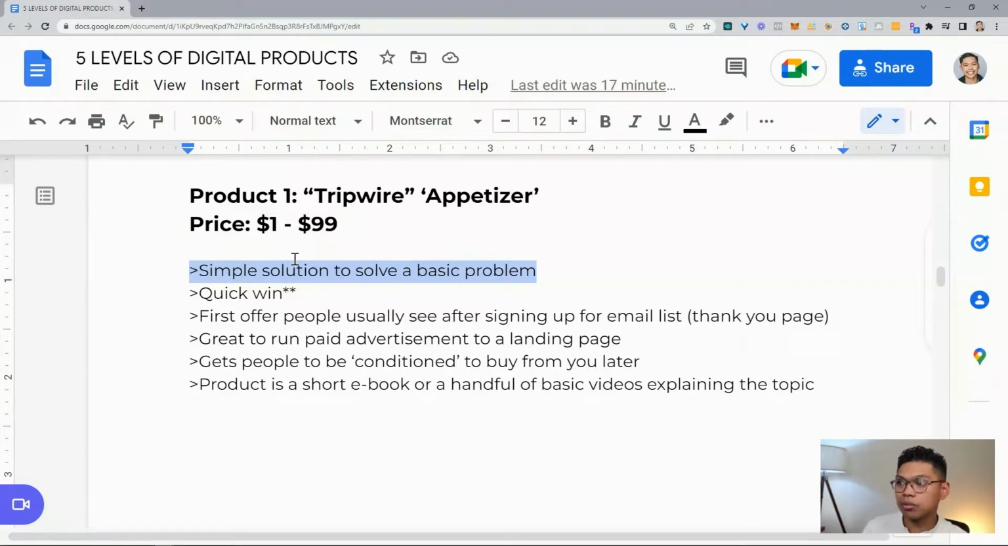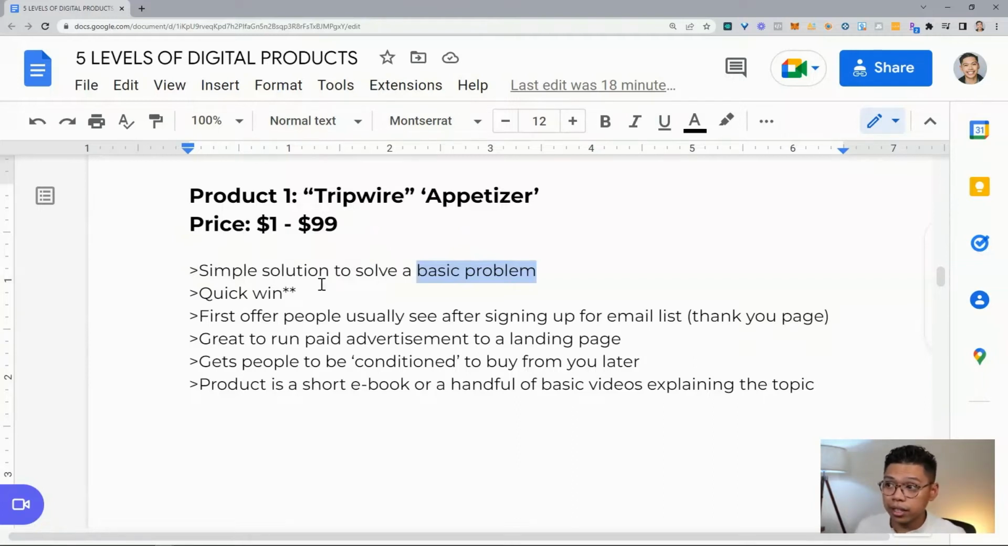The first thing that you want to make sure is that it solves a simple solution to a basic problem. So you want to make sure that the solution is very simple to achieve and it is a basic problem that your ideal client or customer has. Some examples would be the product on how to launch a digital product, the simple steps to do that, how to get your first client through emails, how to run Facebook ads and get a conversion, a simple win. You want to solve a basic problem, a simple problem, utilizing a simple system, a solution.